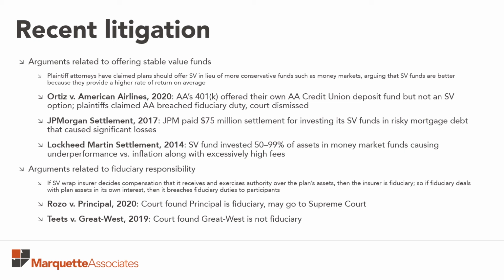We do see instances where they were successful. In 2017, JP Morgan paid a settlement for investing its stable value funds in risky mortgage debt that caused significant losses. And in 2014, Lockheed Martin settled. The stable value fund invested most of their assets in money market funds, causing underperformance relative to inflation, along with excessively high fees.